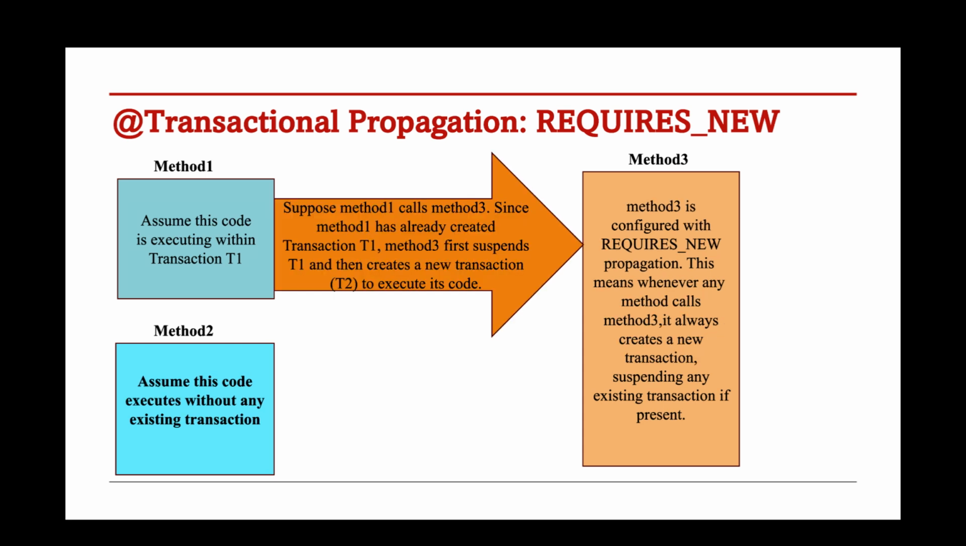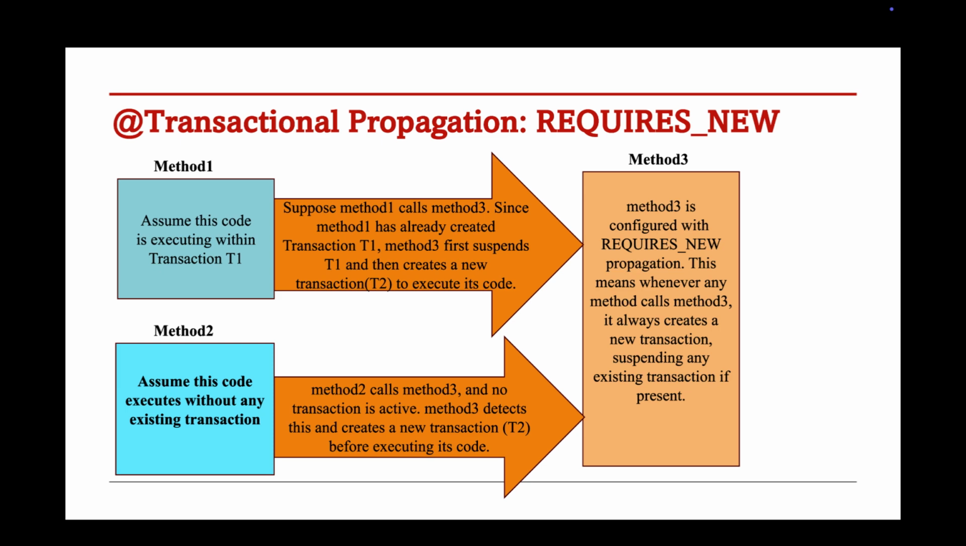Now suppose method 1 calls method 3. Method 1 has already created a transaction, let's call it T1. Since method 3 is configured with propagation.requires_new, it does not join T1. Instead, Spring will suspend transaction T1, create a new transaction T2, execute the code inside method 3 within T2, commit or roll back T2 independently, and then resume transaction T1. So even though method 3 is called from method 1, it runs in its own transaction.